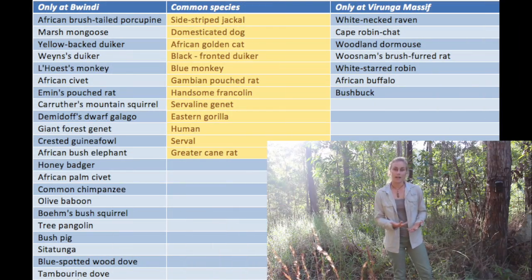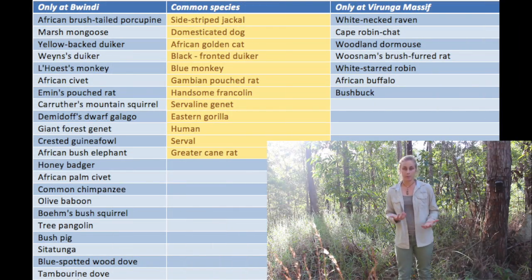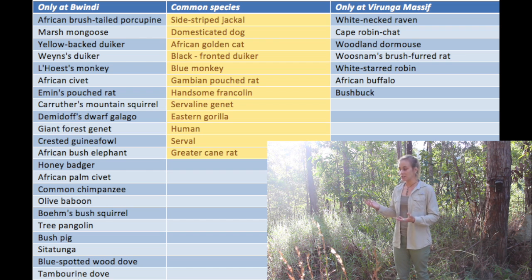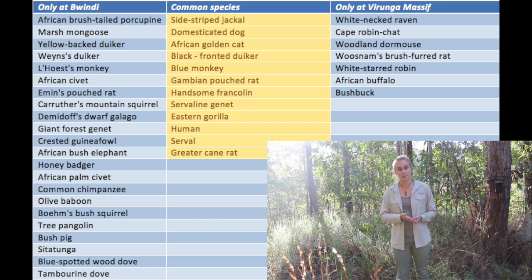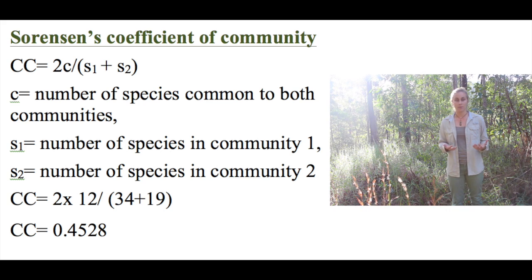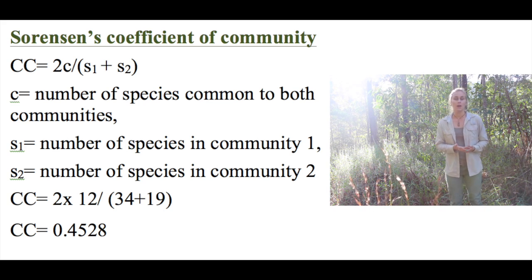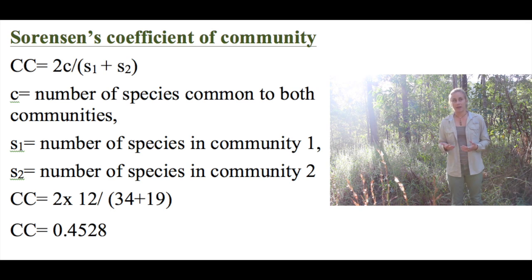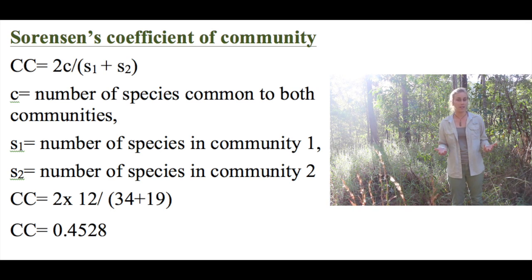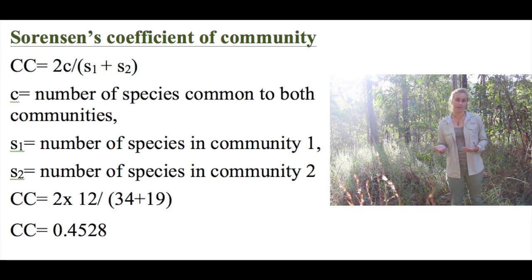When analysing the data, we use Sorensen's coefficient of community, which is an index that can tell us how similar two locations are in terms of the species that can be found there. As you can see on the table, there's 12 species in common between the sites. We used this information and we found that the Sorensen's index result was 0.45, which tells us that there's about a 45% similarity between the two sites in terms of the species. This doesn't take into account the abundance.